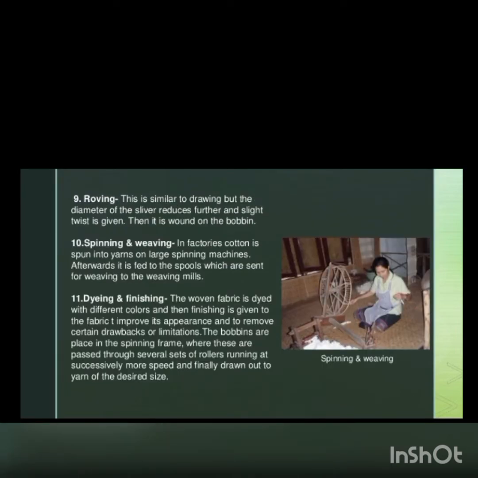After drawing, roving is done. This is similar to drawing, but the diameter of the sliver reduces further and a slight twist is given. Then it is wound on the bobbin.